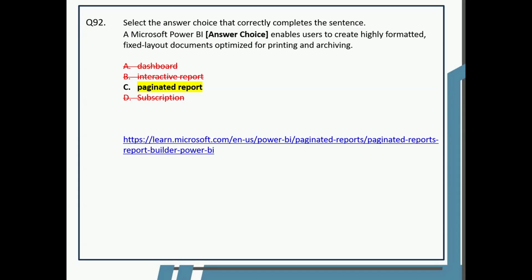Subscription is a Power BI feature that allows users to schedule and receive email snapshots of reports and dashboards. It is a delivery mechanism, not a report type.